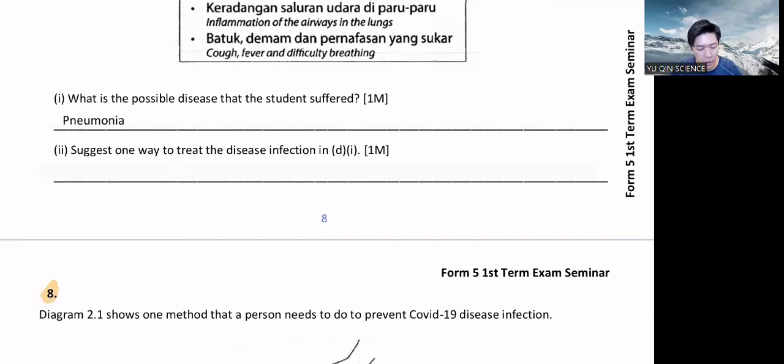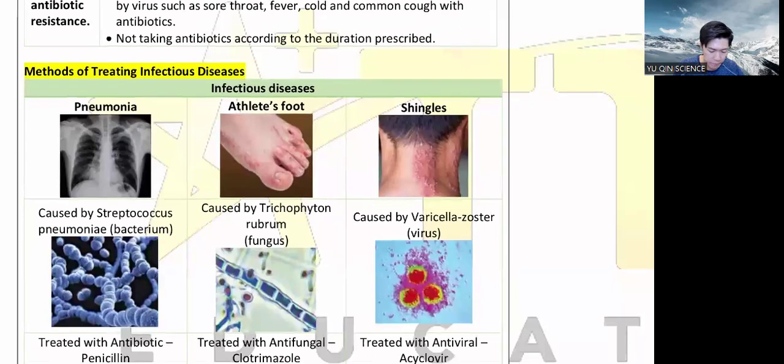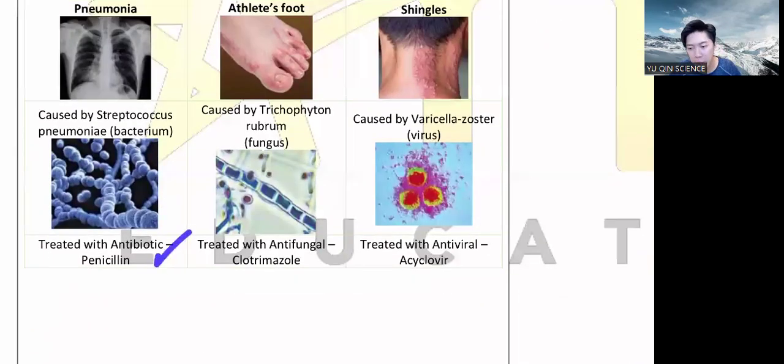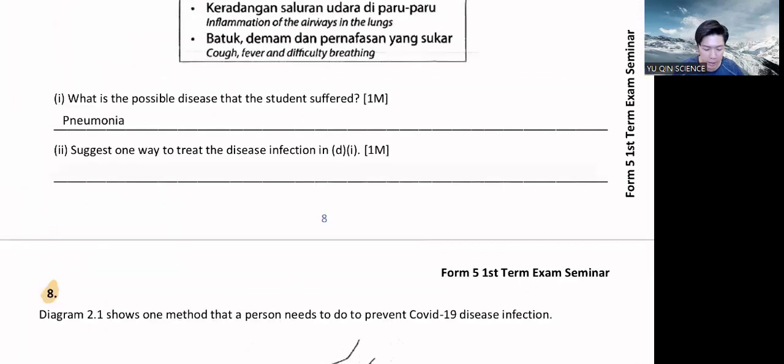Suggest one way to treat. The answer is here. Antibiotic. Anything bacteria is antibiotic. When doctor give you antibiotic, you know that you are having a bacterial infection. If doctor doesn't give you antibiotic, then you know you might be something else, maybe virus. You're good? See, it's from my short notes one.